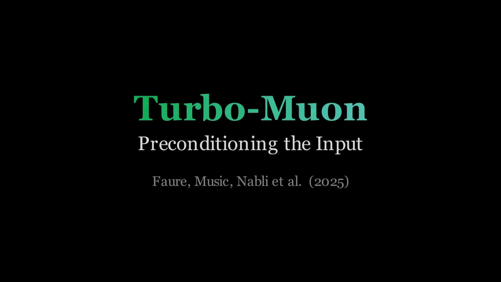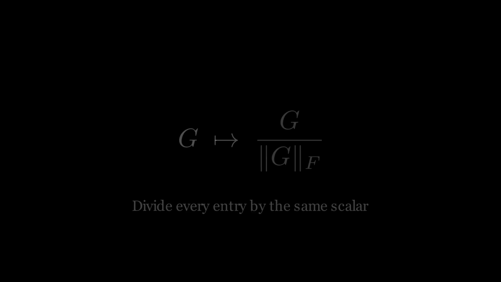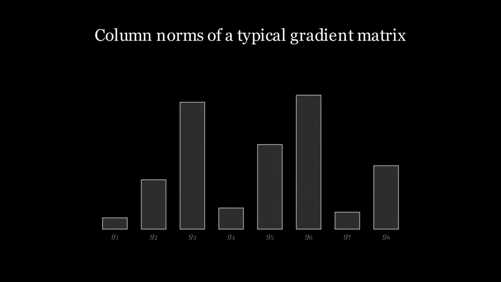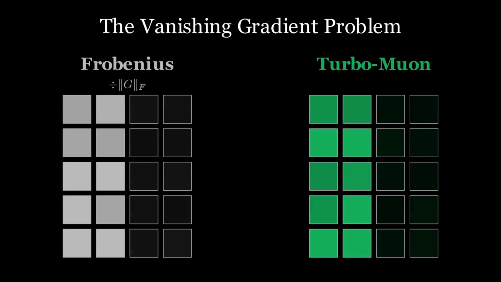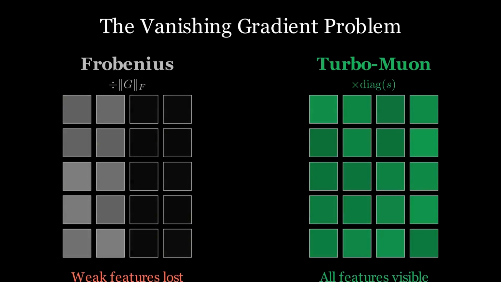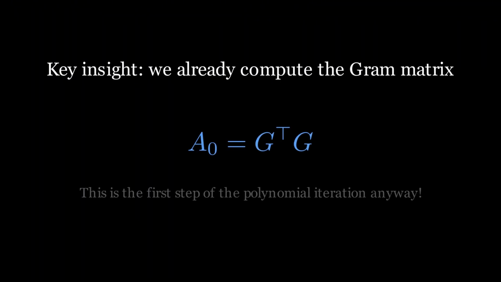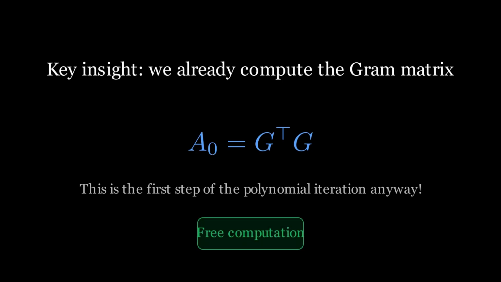This next trick does not change the polynomial iteration, but the pre-processing instead. So in our original Muon implementation, to bound the spectral norm, we divide each entry of our matrix by the Frobenius norm. But of course, this is a very naive and crude approach because we treat everything uniformly. Turbo-Muon adds a cheap column scaling that they call the almost orthogonal layer. The insight is that in the polynomial iteration, you already compute the Gram matrix, so you can reuse this computation to scale each column using an L1 row sum of the Gram matrix.